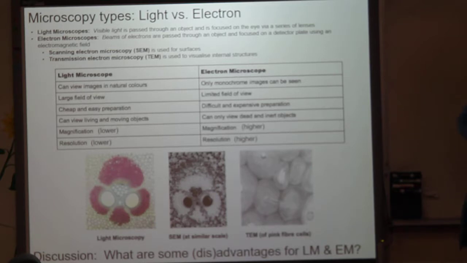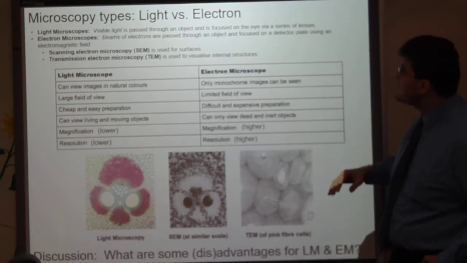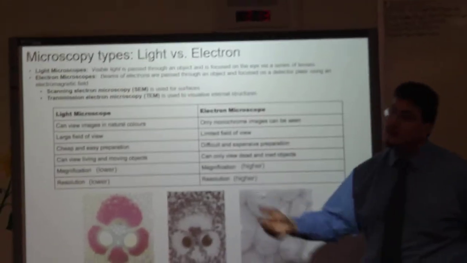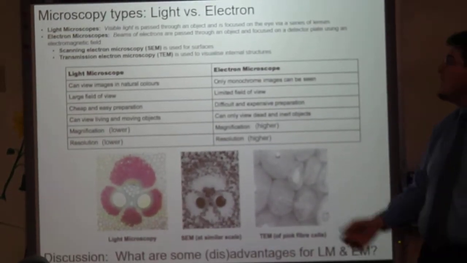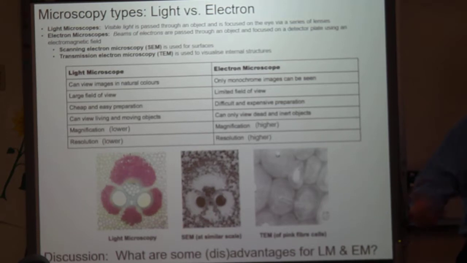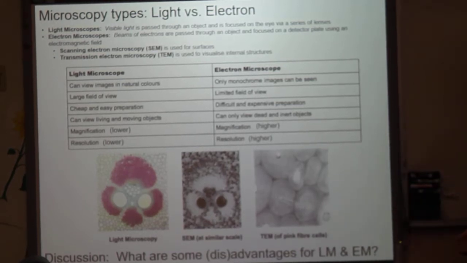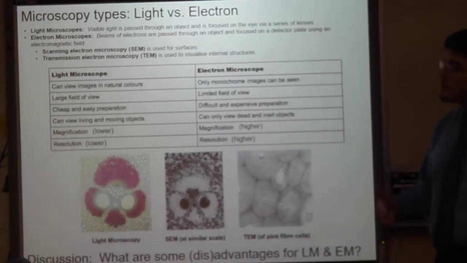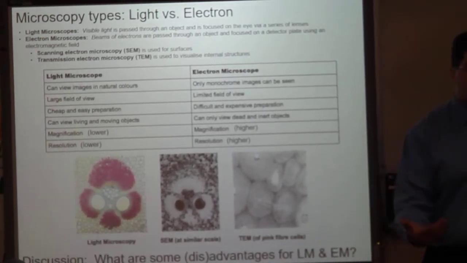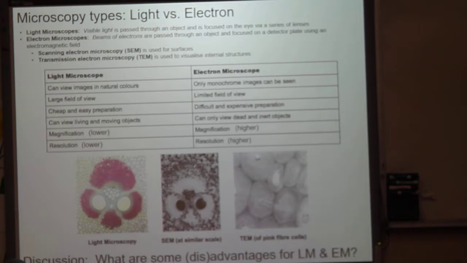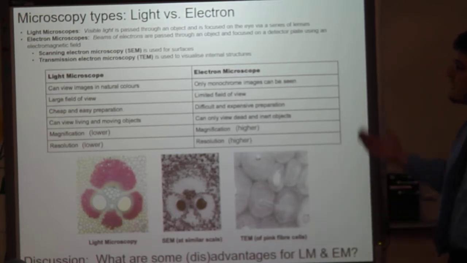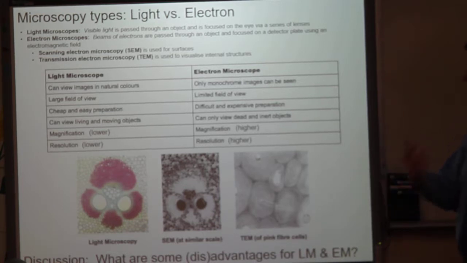An electron microscope uses beams of electrons passed through an object or focused on a detector plate using electromagnetic fields. Scanning electron microscope, SEM, they are used for surfaces of your specimens, whereas transmission electron microscope is used to visualize internal structures. Light microscope can view things in their natural colors. Electron microscopes only give you monochrome images. Light microscopes give you a large field of view. Electron microscopes will limit that field of view.